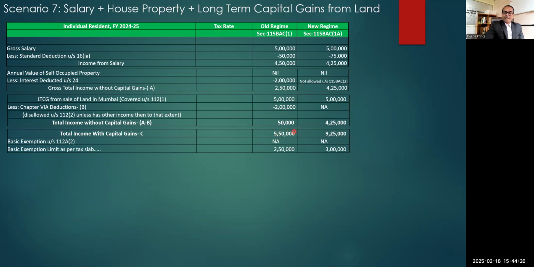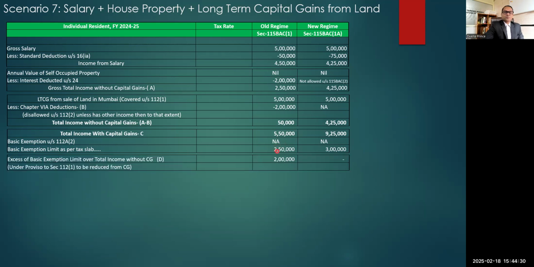The basic exemption limit as per the tax slab is 2,50,000. What is the excess of basic exemption limit over total income without capital gains? The total income without capital gains, we saw, was 50,000. So the excess of basic exemption limit over and above that is 2,50,000. This 2,50,000 will get reduced from 5 lakh, which is the capital gains. So this is how the basic exemption limit is applied to capital gains.